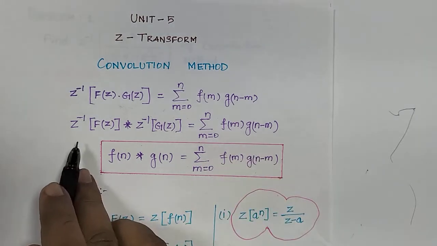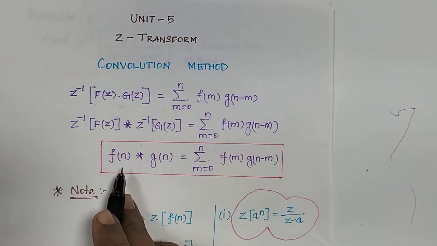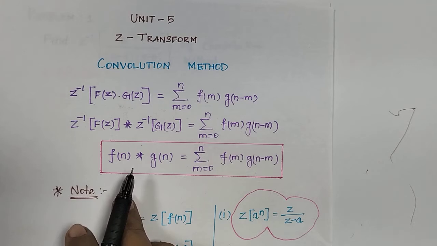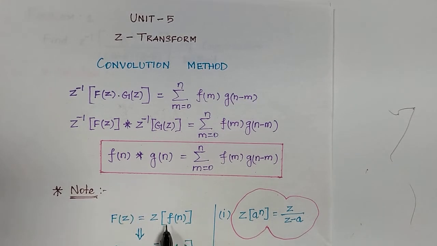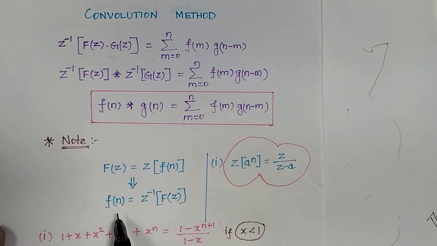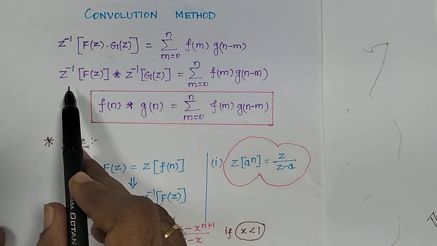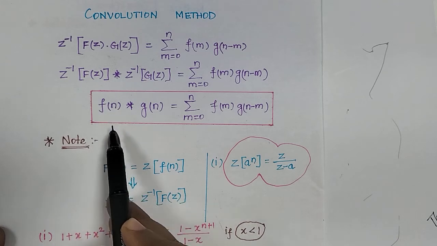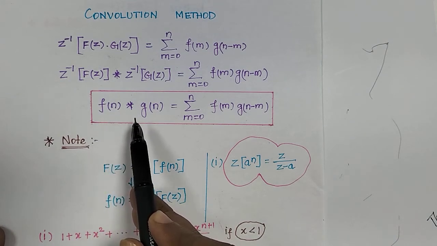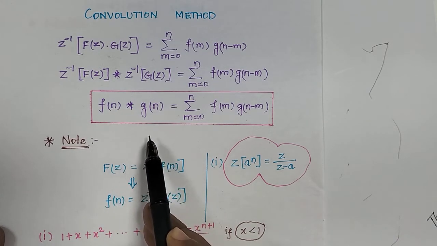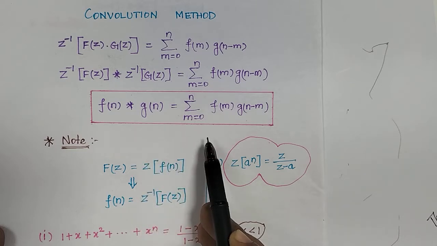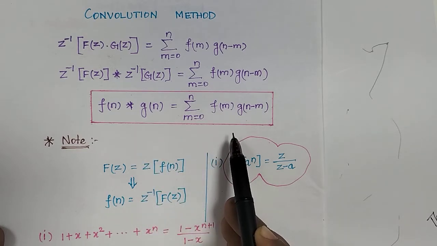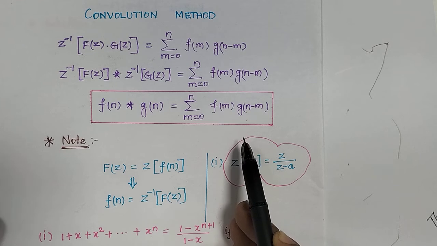So this Z inverse of F of z we can write as f of n. Usually in Z transform we write Z transform of f of n is equal to F of z. Here we are taking the inverse Z transform, so Z inverse of F of z we can write as f of n. In a similar way, Z inverse of G of z we can write as g of n, which is equal to the sum of m equal to 0 to n of f of m g of n minus m.